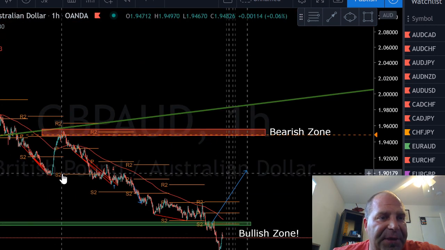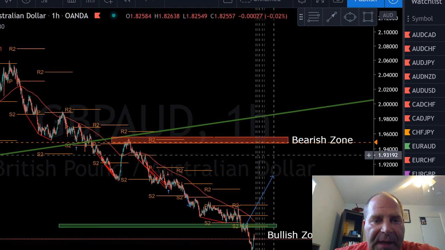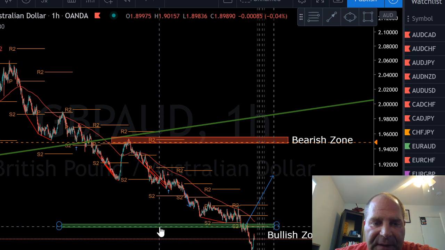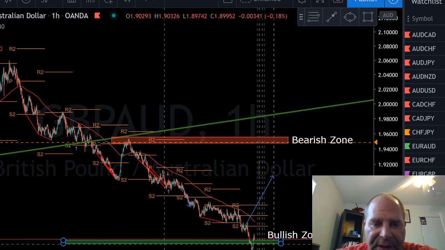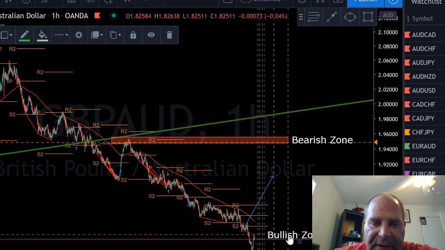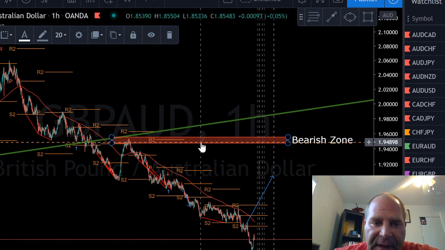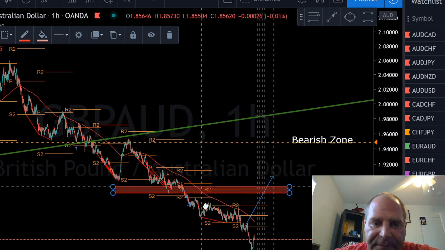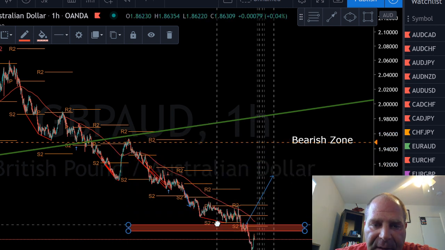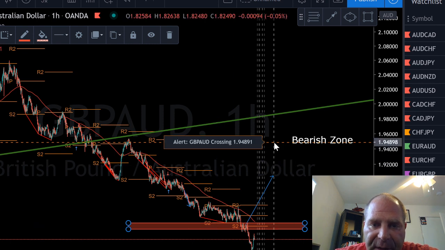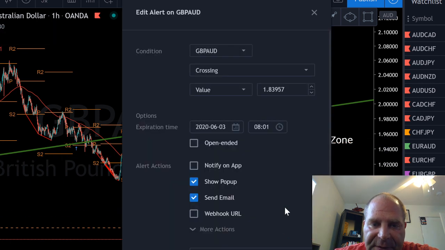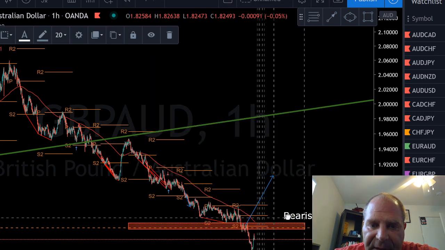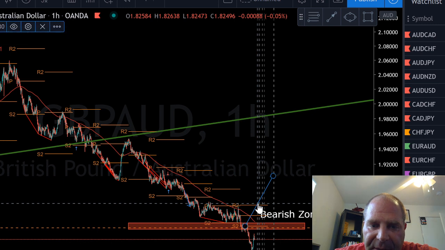All right, British pound, Australian dollar. Okay, what do we see? We broke this bullish zone. It's no longer valid as bullish. We'll just move you down here for now. And bye-bye alert. Actually, you know what? Let's leave the alert, because now we're going to be bearish on a retest, which we're quickly almost there. Bye-bye prediction arrow.